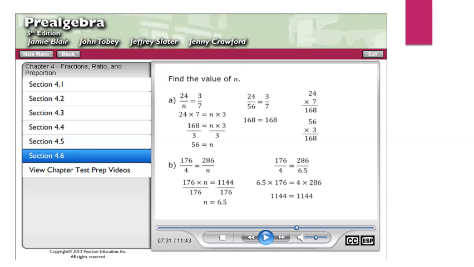N does equal 56. We're going to apply that same theory to B. N happens to be in the right-hand side, in the denominator, rather than the left-hand side. That's the missing part that we have to find. We're going to follow the same steps. Find our cross products. So on the left-hand side, it'll be 176 times n. On the right-hand side, it'll be 286 times 4, and they actually went a step ahead and just multiplied that. 286 times 4 is 1,144.